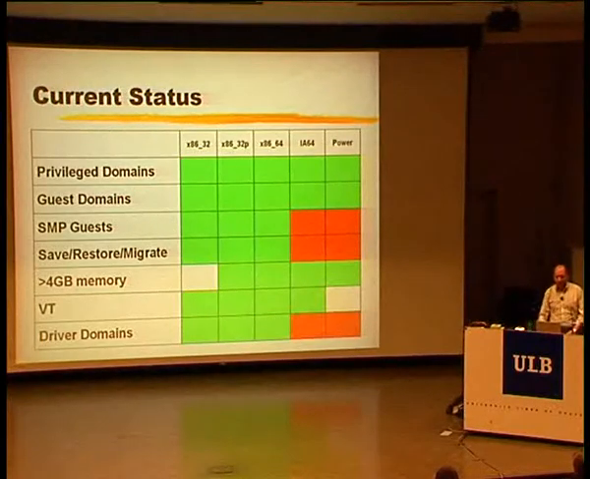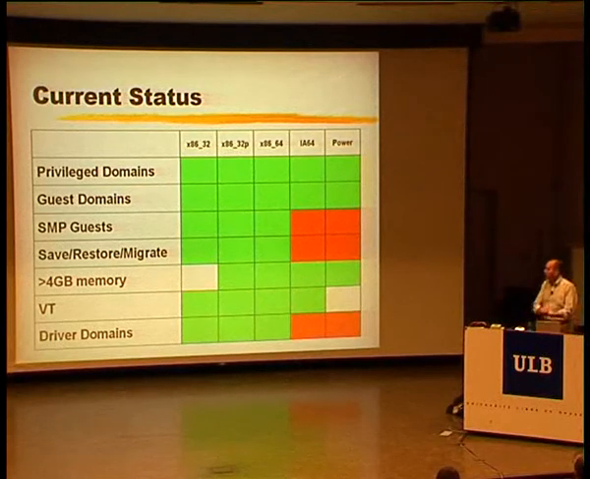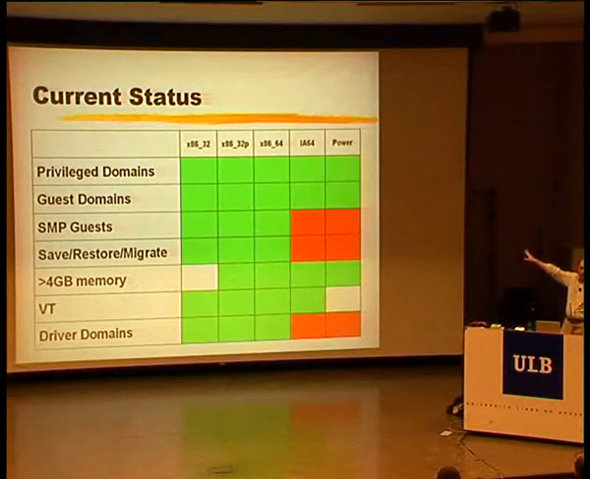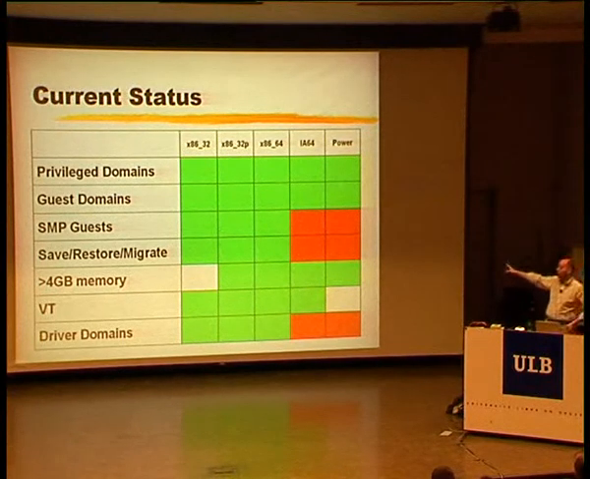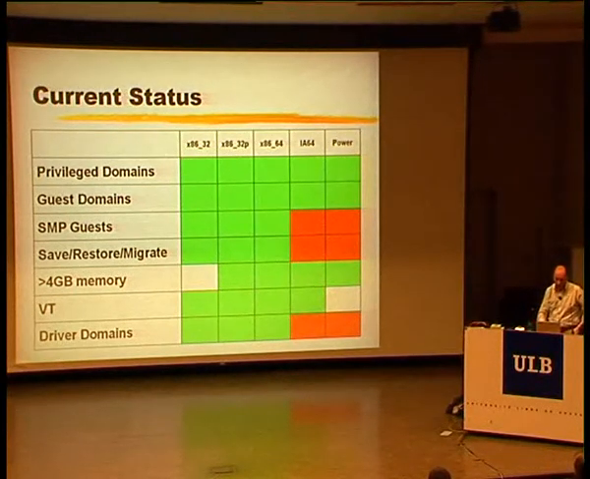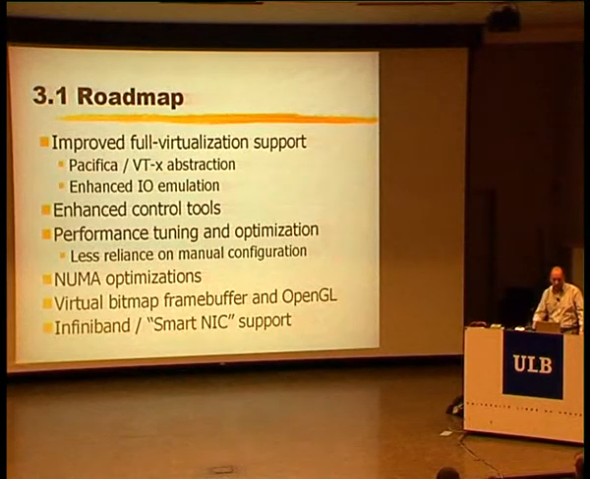So if we look at the current status of Xen 3, there's a lot of green if you're looking at x86, both 32 and 64-bit. If you're looking at IA64 and Power, those ports are less well-developed. They don't have SMP guests. They don't have save, restore, migrate, and things like that yet. But there's a lot of work going on to try and get them up to the same level of capability.